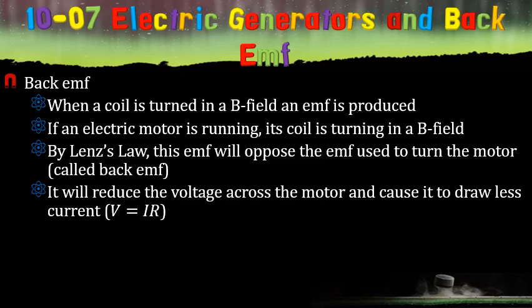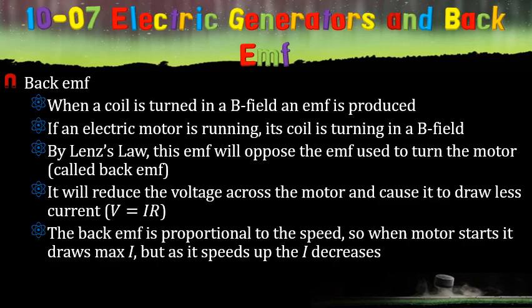It'll reduce the voltage across the motor and cause it to draw less current. And so the back EMF is proportional to the speed. So when the motor starts, it draws the maximum current, but as it speeds up, the current decreases.